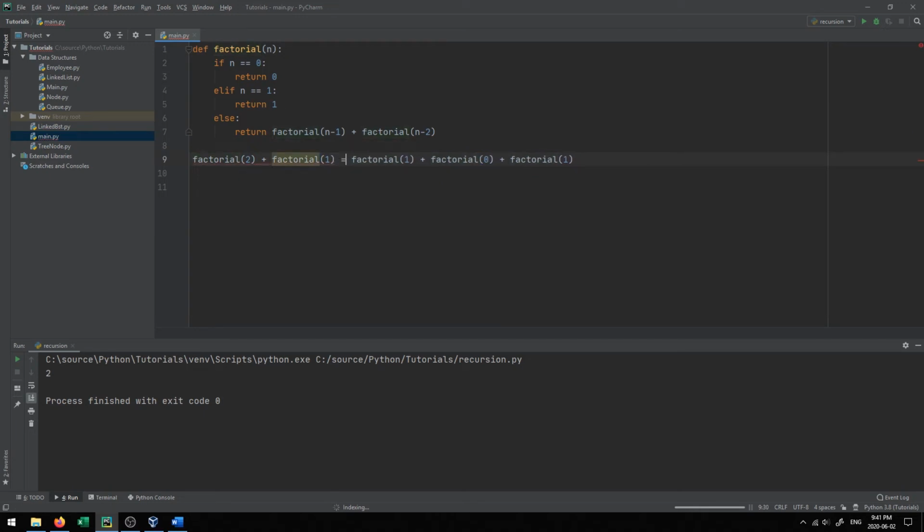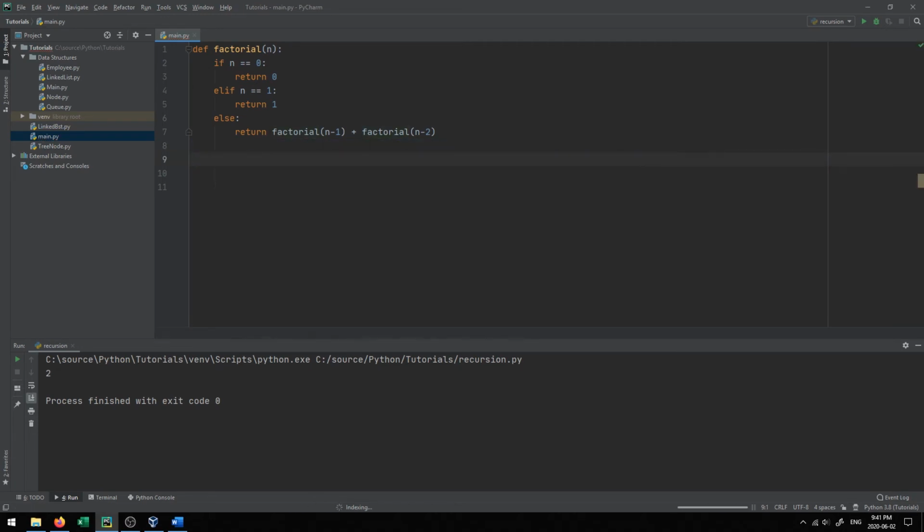We can think of this like an equation, right? So we continue on and we see that factorial at 1, right, is equal to 1. And then we see that factorial at 0, n equals 0, would give us 0, right? And then factorial at 1 would give us 1. And you can see that it gives us an answer of 2, which is what we expected, right? So really, that's the way that you should be thinking of recursion. Always break it down into pieces like that.